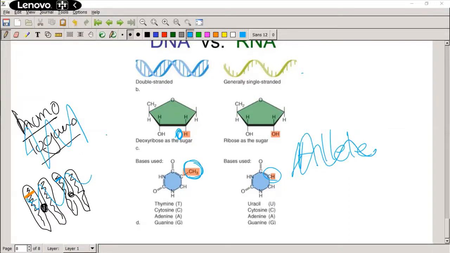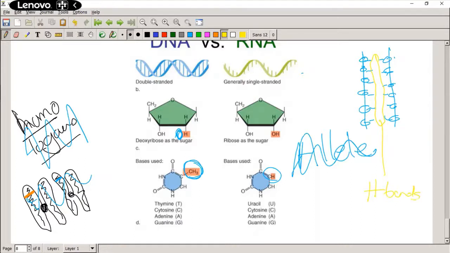Okay, any other questions, guys? Are the bases of DNA held together by weak hydrogen bonds? Yes, but be careful. If you take a look at the DNA strand, you have sugar, phosphate, sugar, phosphate, sugar, phosphate, and then where you have the nitrogenous bases going to the middle, between the two strands, that is where the hydrogen bonds are. So yes, they're held together by weak hydrogen bonds. There's two hydrogen bonds between thymine and adenine, and there's three hydrogen bonds between guanine and cytosine.